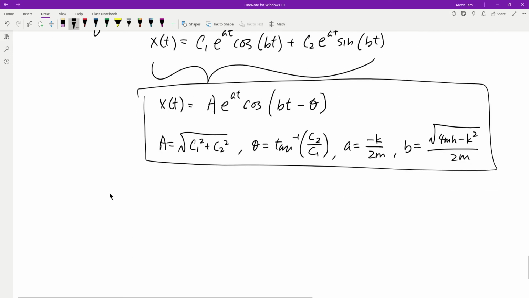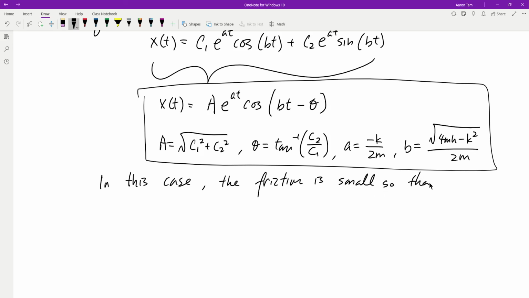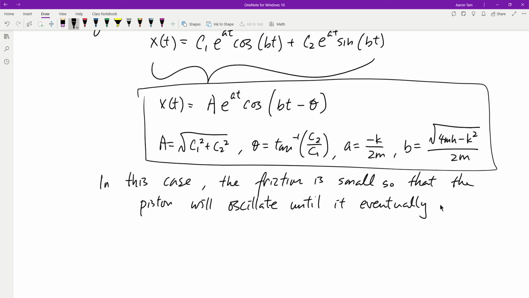In this scenario, what happened is, in this case, the friction is small so that the piston can actually oscillate until it eventually stops. And this is called underdamping.